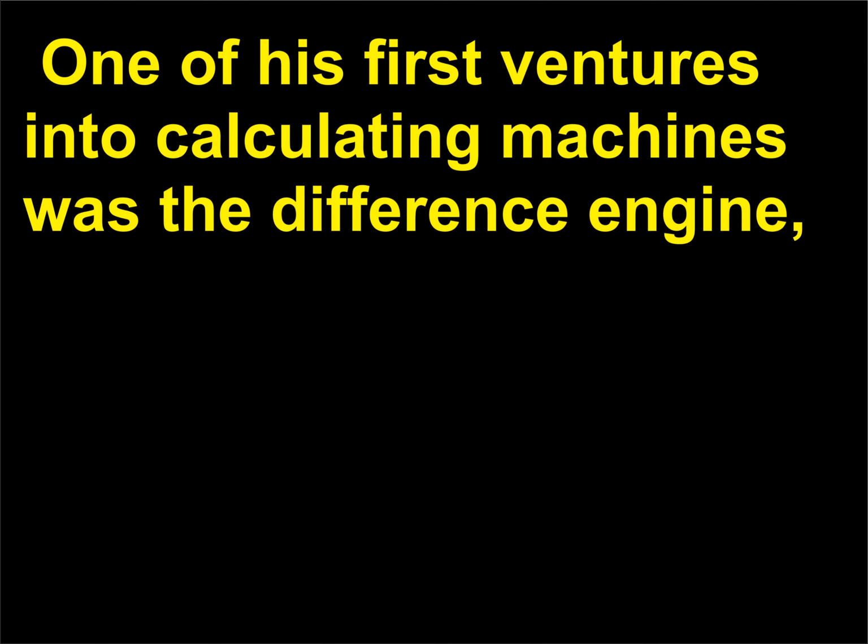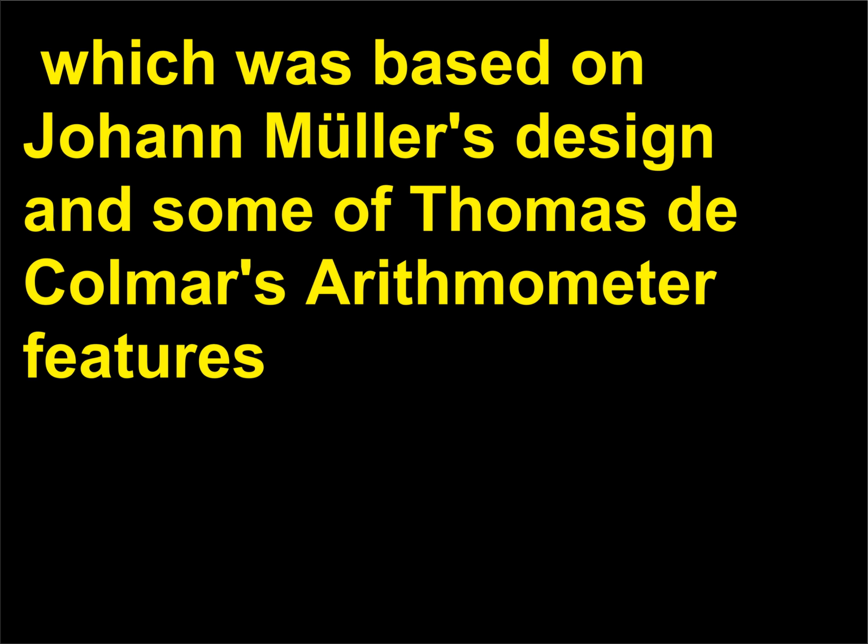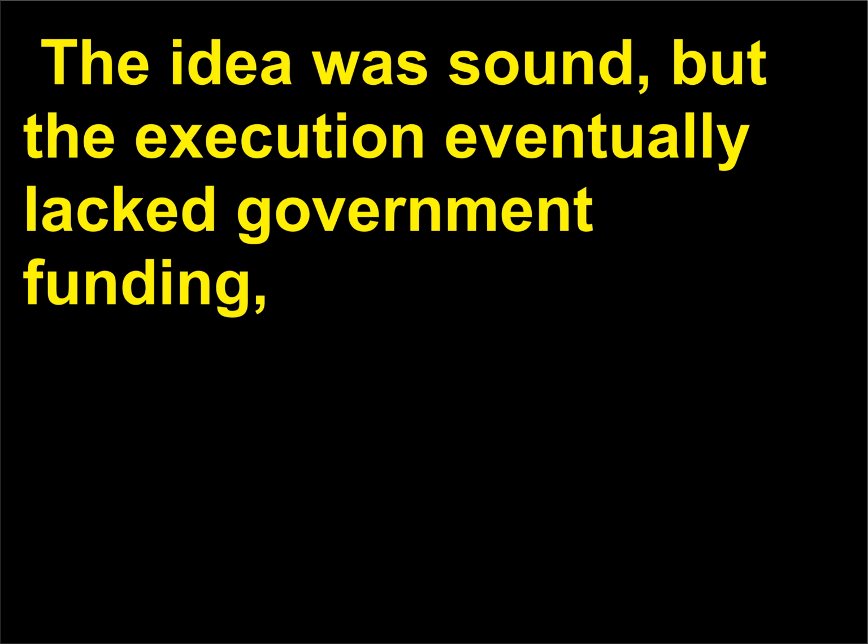One of his first ventures into calculating machines was the difference engine, which was based on Johann Müller's design and some of Thomas de Colmar's arithmometer features. For more information about both, see above. The idea was sound, but the execution eventually lacked government funding, not to mention suffering from disputes with the artisan who was making the parts for the machine.